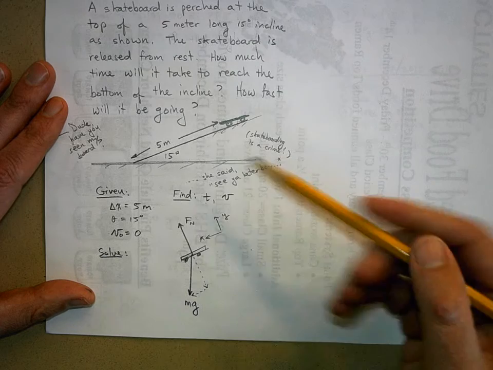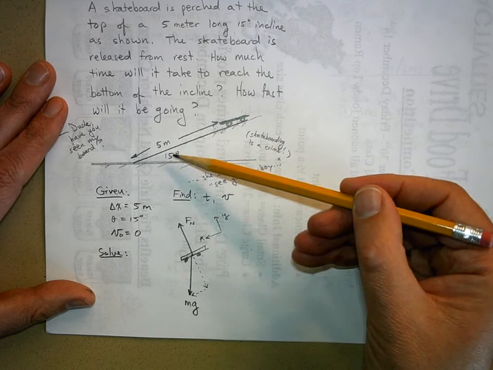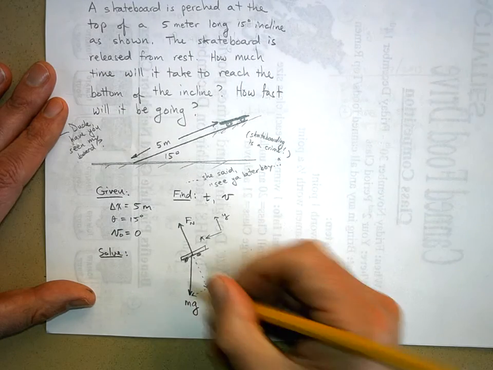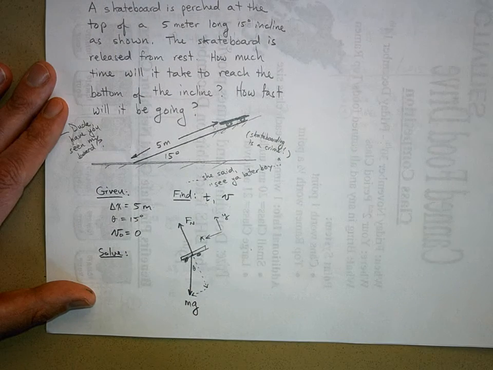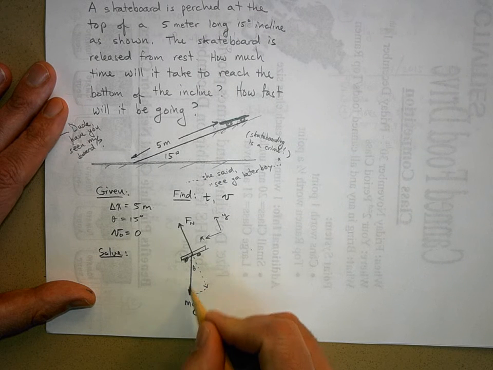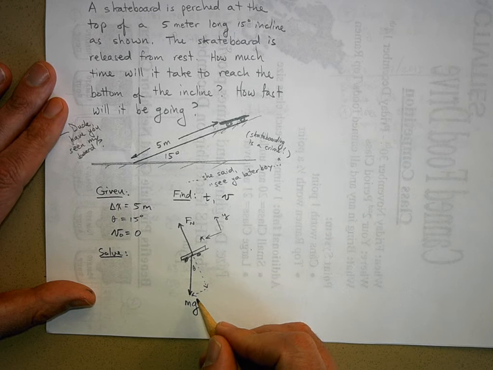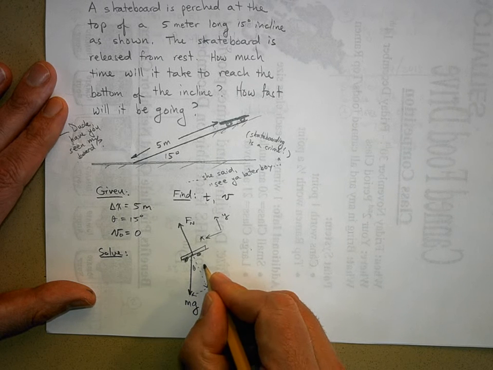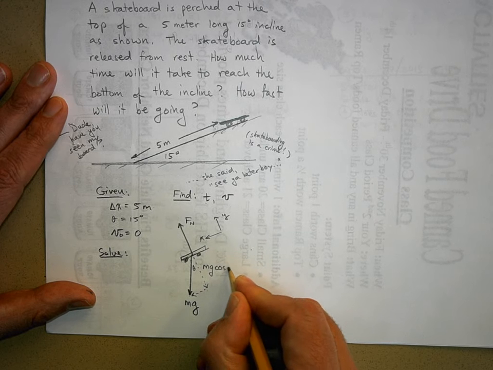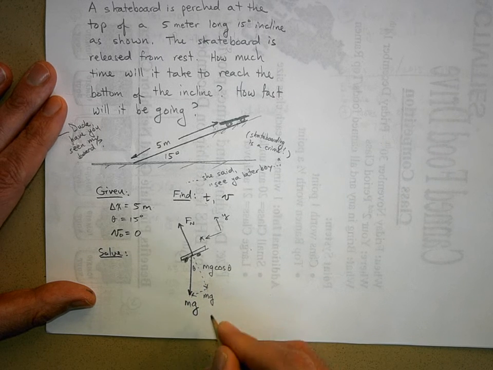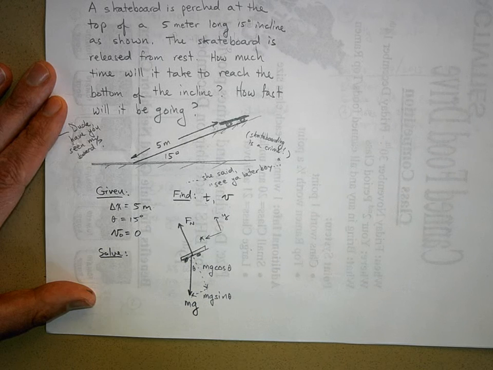Now, we said before, if the angle of incline is theta, then this gets rotated by the same angle theta, so theta is up here. So mg is now the hypotenuse of a right triangle. This is the adjacent leg. To find the adjacent leg, you take the hypotenuse and multiply by the cosine of the angle. This side is opposite the angle, so it's the hypotenuse, mg, times the sine of the angle.